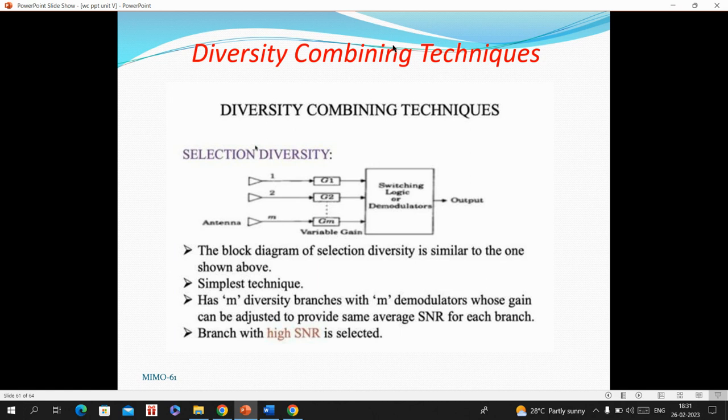So in this selection diversity concept, we are going to pick one signal, the signal which has a higher SNR. With that signal, we are going to extract the original information. That concept is called selection diversity.